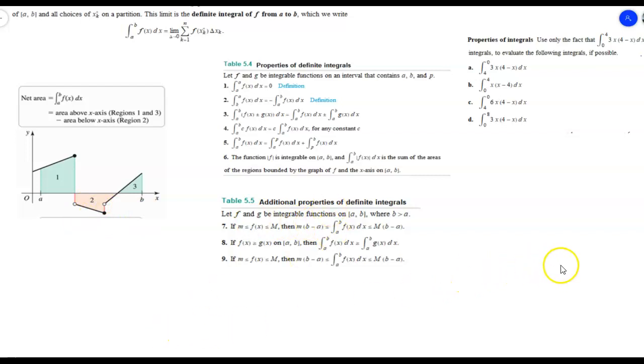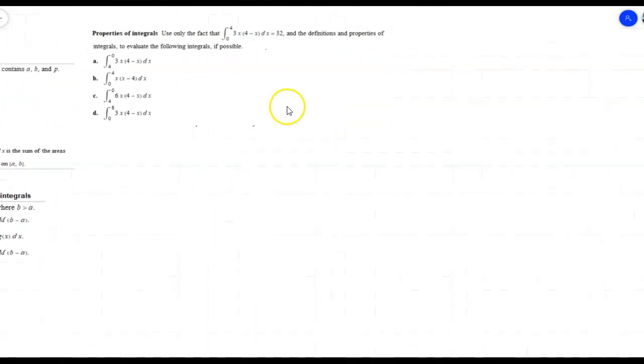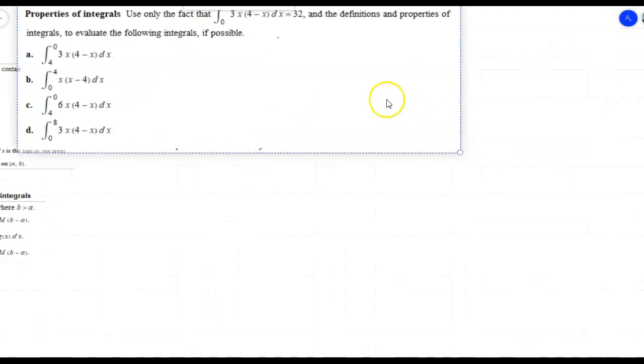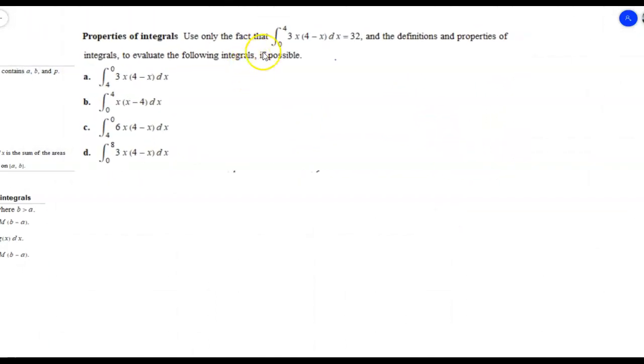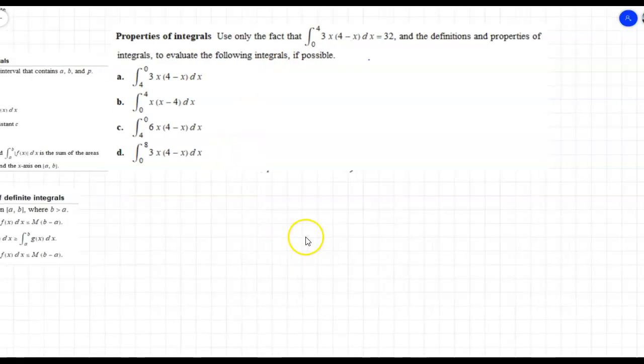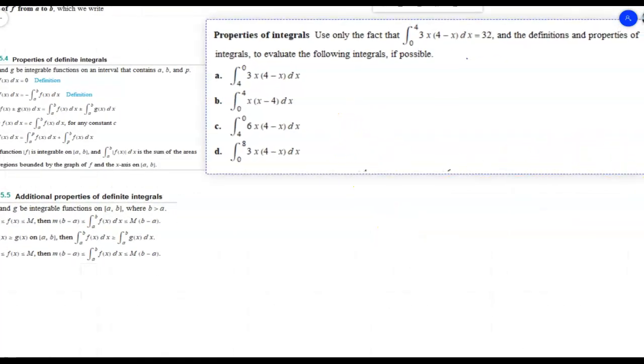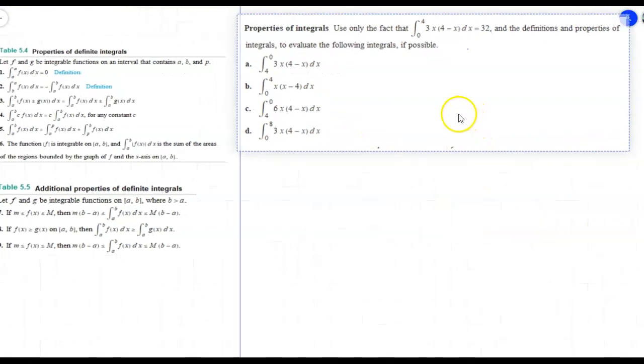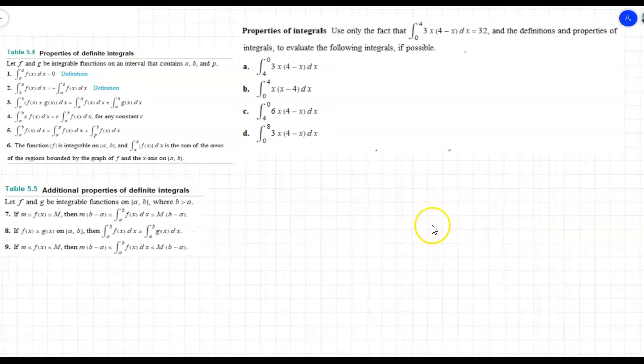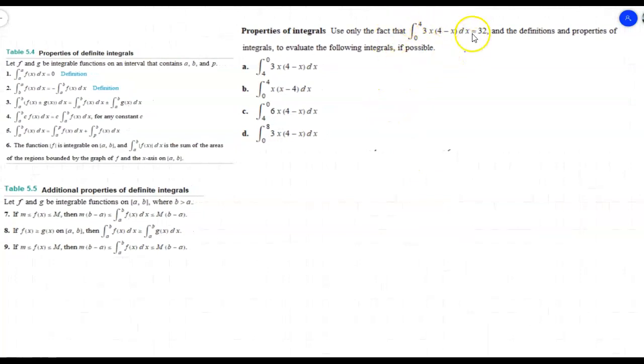All right, going back to this right here. Let me make that a little bit bigger. It says use the fact that the integral going from 0 to 4, I'll try to get both my areas in here. Let's see if I can do it like this. There we go, that should get everything. That this integral here is equal to 32, and the definitions and properties of integrals. So we're going to use these properties and definitions in order to evaluate these ones down here, if possible.